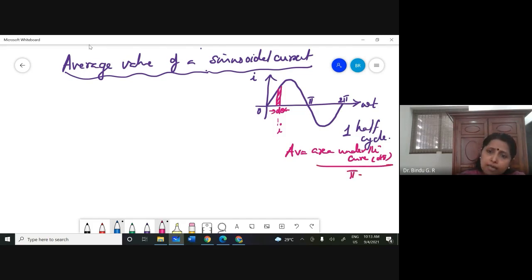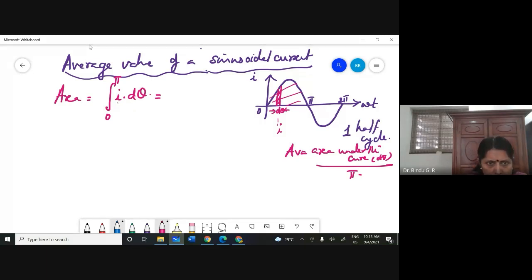In order to find out the area, I can take a small section like this and integrate between 0 to pi, isn't it? So the area will be the integral from 0 to pi, I'm taking only half cycle, of I d theta. Is that much clear to you? I'm going to find out this area. This will be the standard procedure. If you adopt the standard procedure throughout, you will be able to find out the value for any current or any kind of waveform.